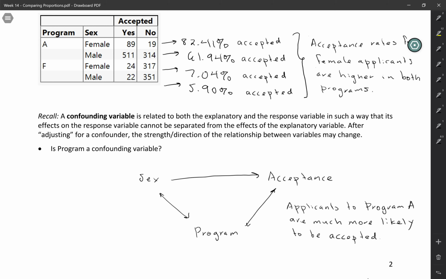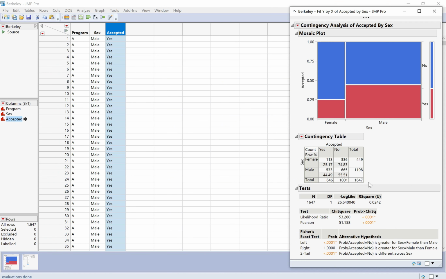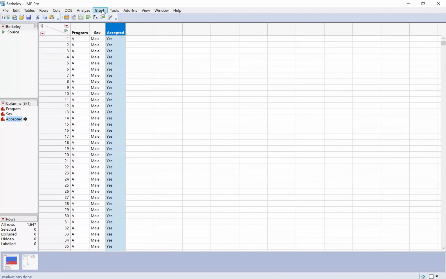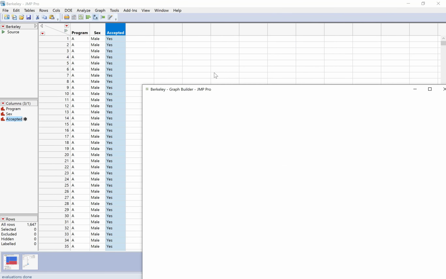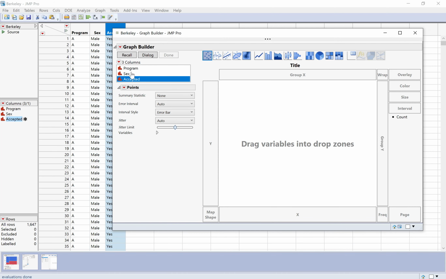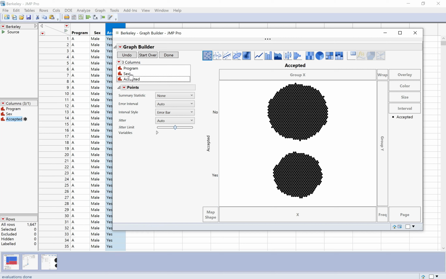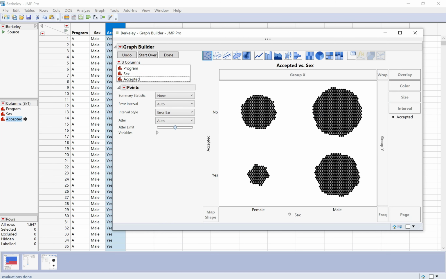The connection between program and sex may be a little bit more difficult to see, so why don't we create a graph for this? Again, I can't just use Fit Y by X because that only allows me to look at two variables at a time, but I have more flexibility with the Graph Builder. So I'm going to open the Graph Builder window. And again, I'll start off by recreating what I had with Fit Y by X. So I've got accepted on the y-axis and sex on the x-axis. By default, it just gives you these dots to show how many are in each category, but I can click the button up here to turn it into a mosaic plot.